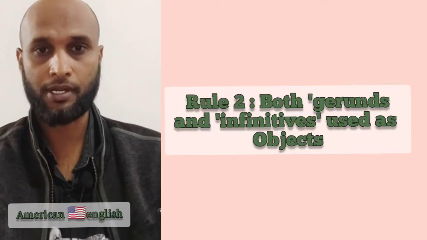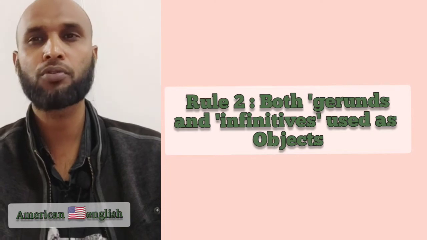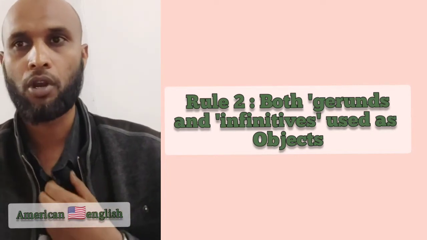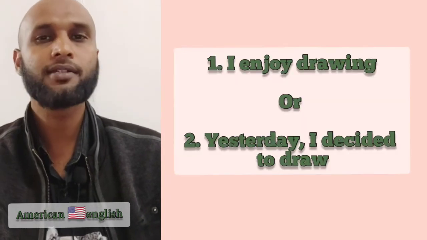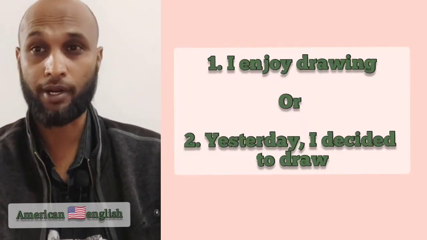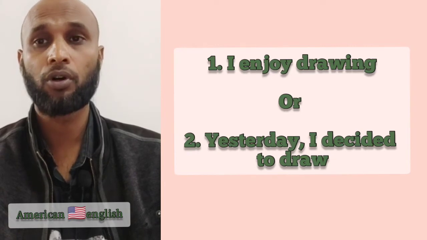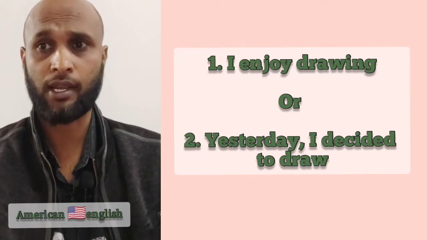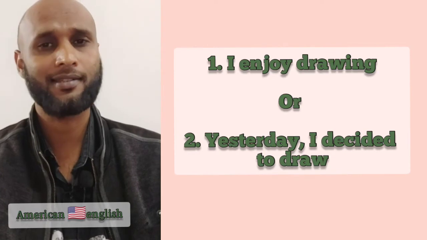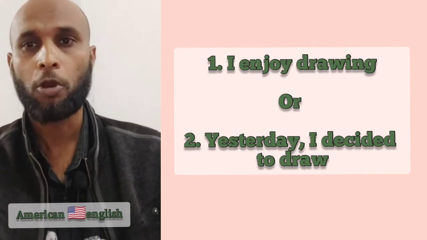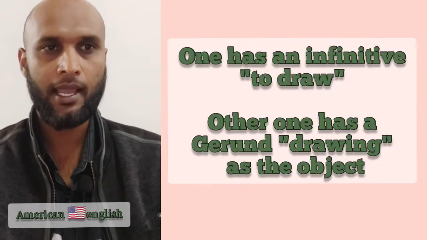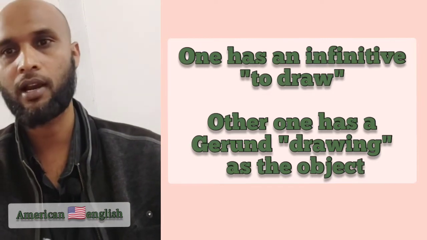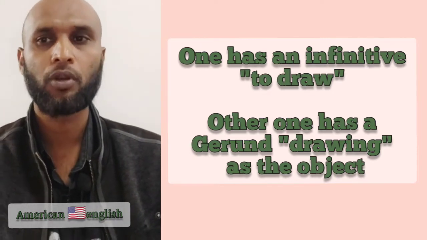Both gerunds and infinitives can be used as objects of a sentence. You may say, I enjoy drawing, or you may also say, yesterday I decided to draw. Both sentences are correct, but one has an infinitive as the object and the other has a gerund as the object. What is the difference?